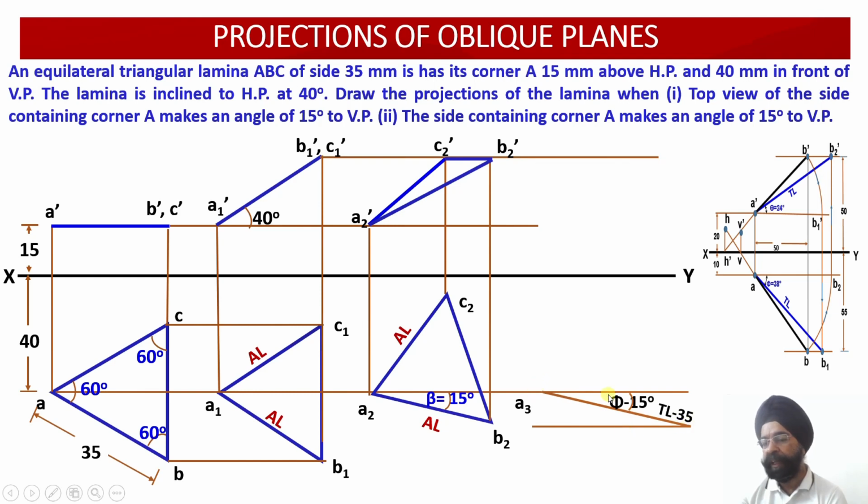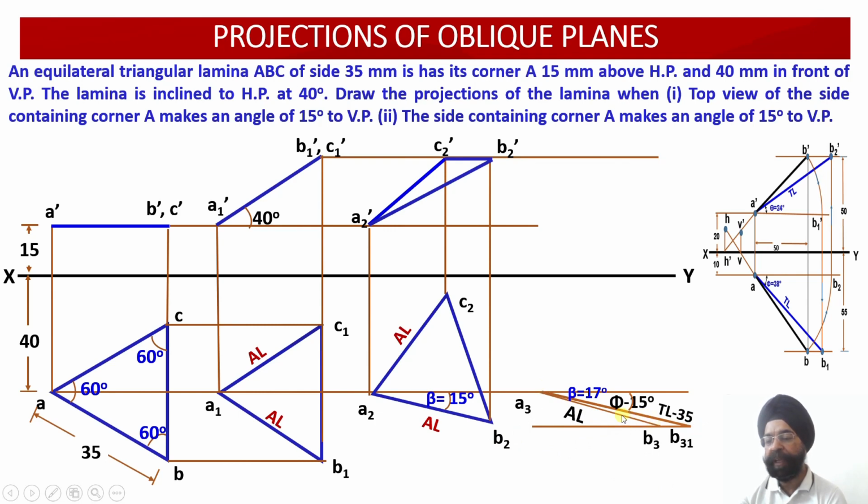So I know that between these two locus lines, my true length and my apparent length will be lying, and the starting point will always remain the same. So keeping the starting point the same, I know the measure of my apparent length, so I'll be transferring this apparent length onto this particular locus line. So I obtain the point B3. So A3 is obtained, B3 is obtained.